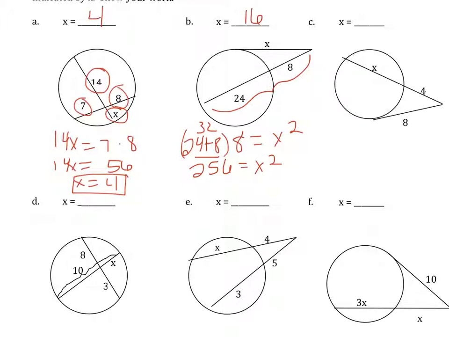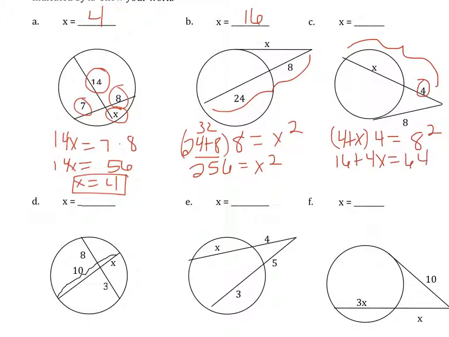All right, and then we have our last type of problem here, which is the same type. I'm sorry, it's a secant and a tangent. So it'll be the whole secant, which is 4 plus x, times its outside piece, which is 4, equals the tangent squared. So this would be 16 plus 4x will equal 64. If I subtract 16 from both sides, I get 48, and if I divide both sides by 4, I get 12. So x equals 12. I hope those 3 went well for you.